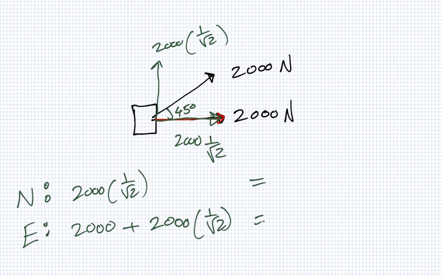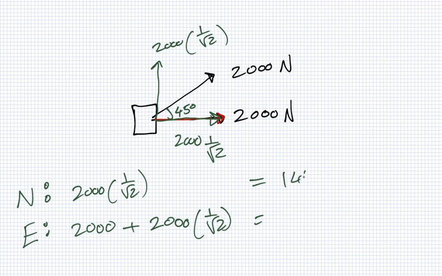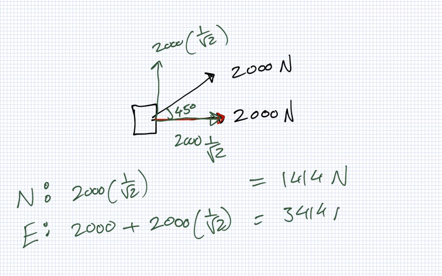So let's work out each of these. The first one is 2,000 divided by the square root of 2, and that is 1,414 newtons. And then the second one is that added on to 2,000, so that's 3,414 newtons. And I'm looking for the magnitude and the direction.